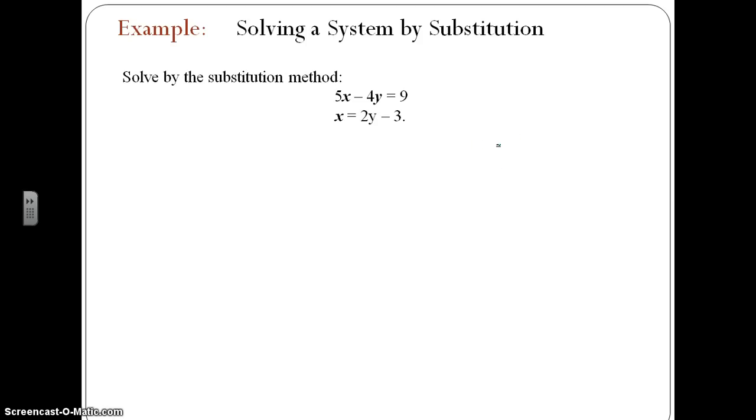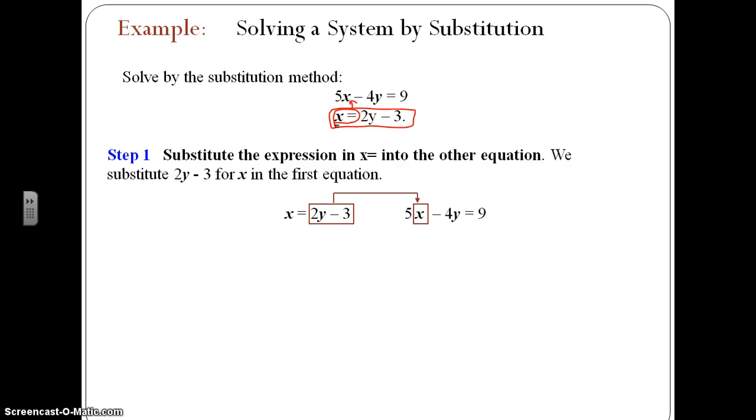So the first one we have is 5x minus 4y equals 9 and x equals 2y minus 3. If you notice, our second equation is in the x equals format. So we're going to take this and substitute it into x because it's x equals. So substitute the expression in x equals into the other equation. We substitute 2y minus 3 for x into the first equation. Just like over here, I'm going to take this 2y minus 3 and substitute it into x like I did in the first equation. Remember, when you substitute, to put parentheses around whatever you're plugging in.